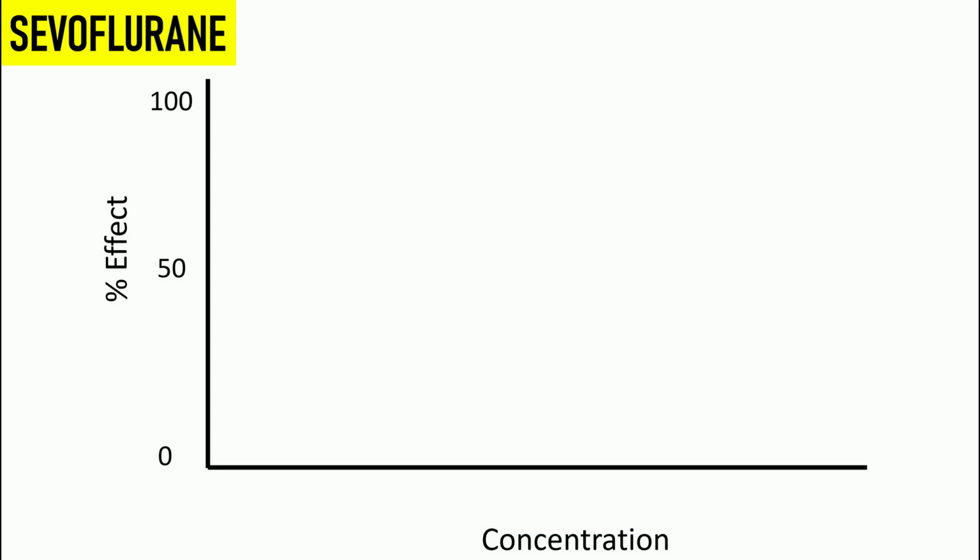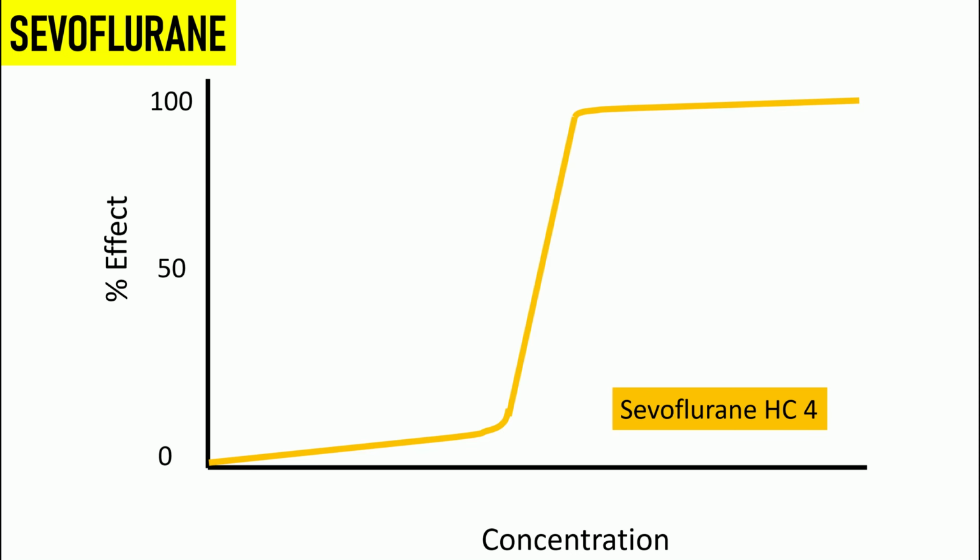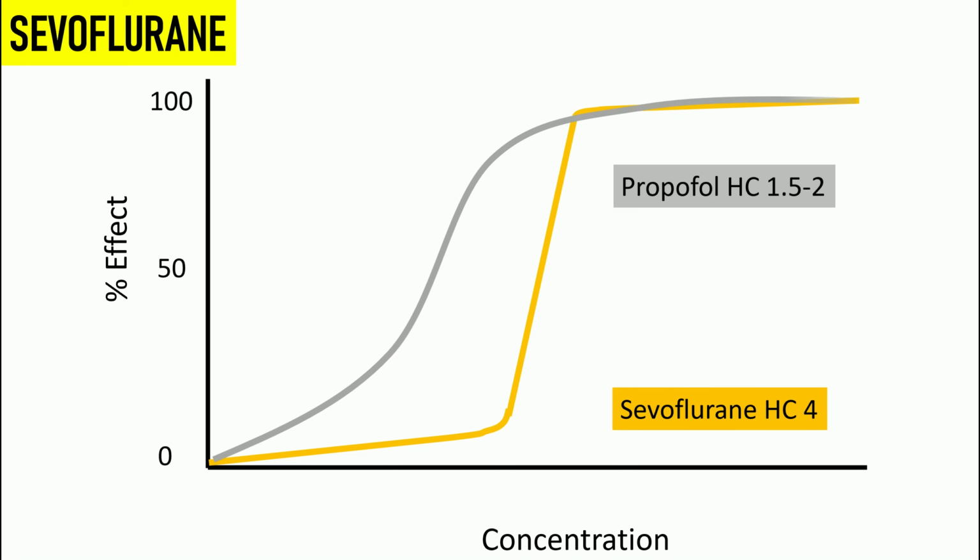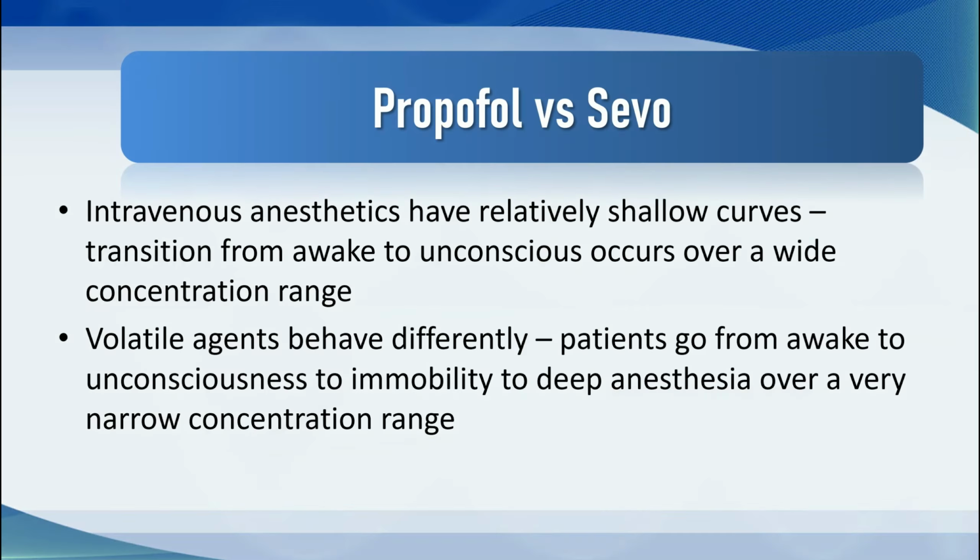This is a conceptual Hill curve comparison between sevoflurane, which is sigmoid in shape, versus propofol. Look at the difference between the two curves. Intravenous anesthetics have relatively shallow curves. Transition from awake to unconsciousness occurs over a wide concentration range. So the Hill coefficient for propofol is closer to 1. It's about 1.5 to 2.